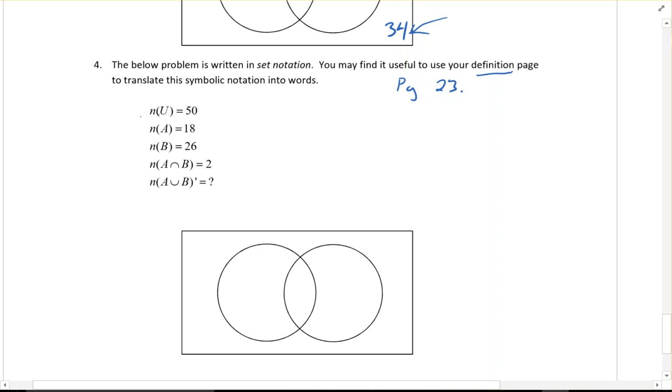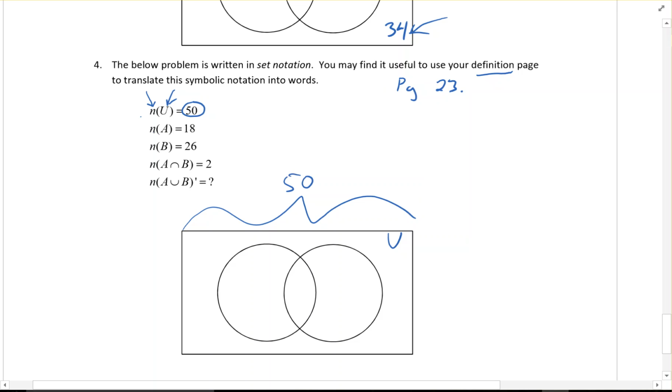This n and then brackets, you can think about this as saying the number of elements in the universal set. So the number of elements in the universal set is 50. Remember, the universal set is everything in this box. Put a U up there if you wanted to. So there's 50 in that whole thing.